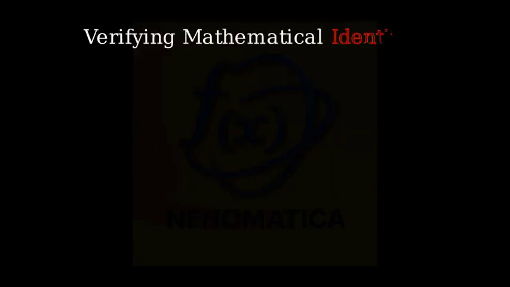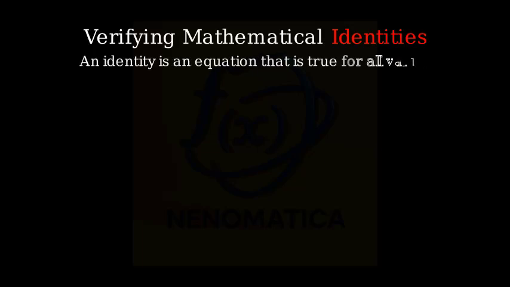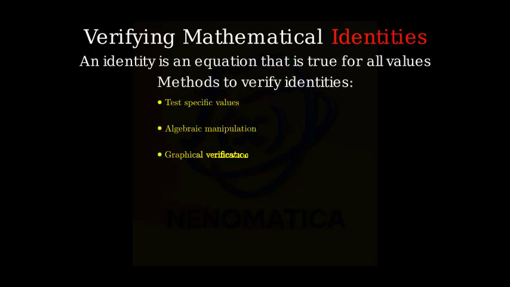Welcome to our mathematics tutorial. Today we're going to learn about verifying mathematical identities by testing specific values. An identity is an equation that is true for all possible values of its variables. To verify if an equation is an identity, we can use different approaches. One simple approach is to test the equation with specific values. Let's understand this concept through some examples.